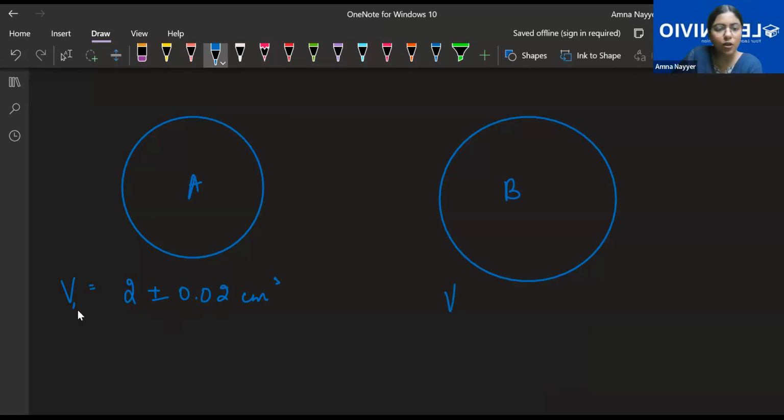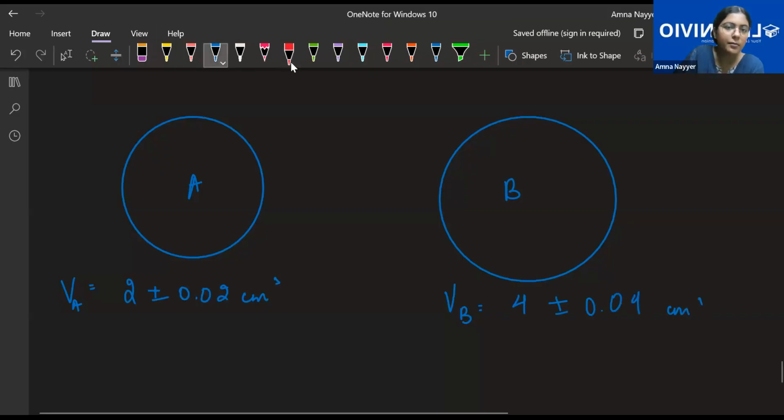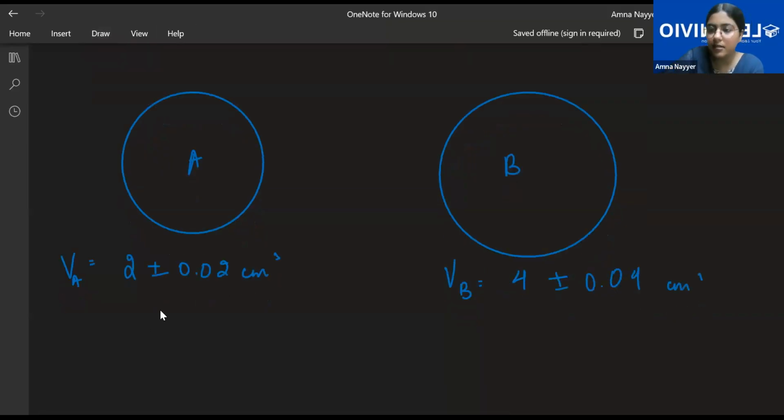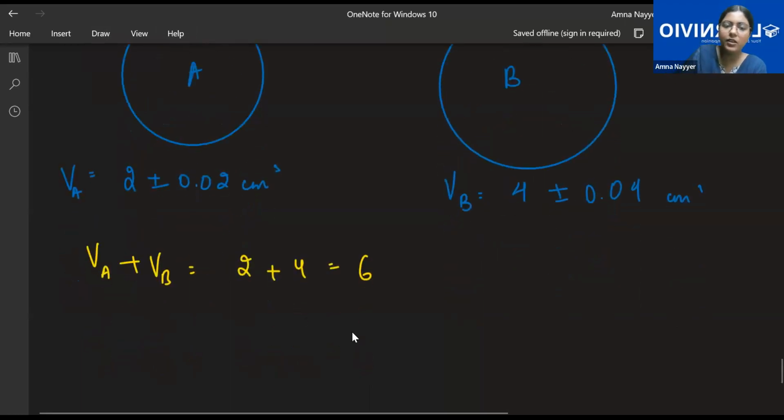Similarly, let's say this is volume of A, volume of B. This is 4 plus minus 0.04 centimeter cube. Now, when I'm talking about their errors, I want to add. Let's say I want to take VA plus VB. So we have to add the mean values. Mean value means 2 plus 4, that becomes 6. So this is the mean value. And when you are adding the errors, adding errors means you are adding the errors.